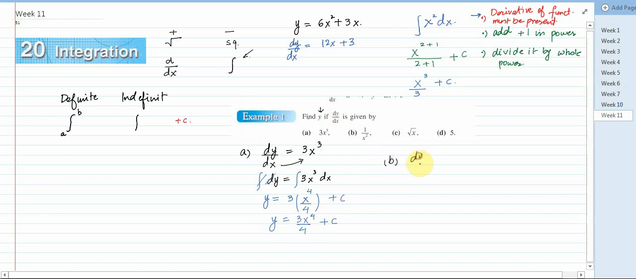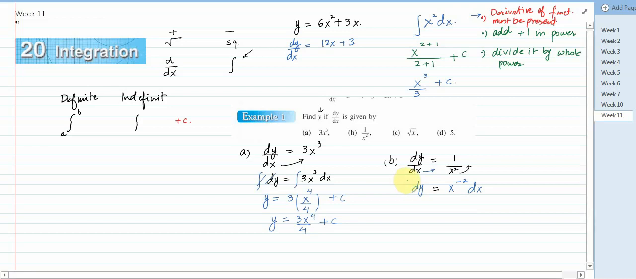In this question it says dy over dx is equal to 1 divided by x square. Before starting integration, I need to arrange my equation. If I shift it to the numerator, the power changes its sign, so it will be x to the power minus 2. On the left side we have dy, and when I shift dx to the right side, it will be dx. The function is ready to integrate.